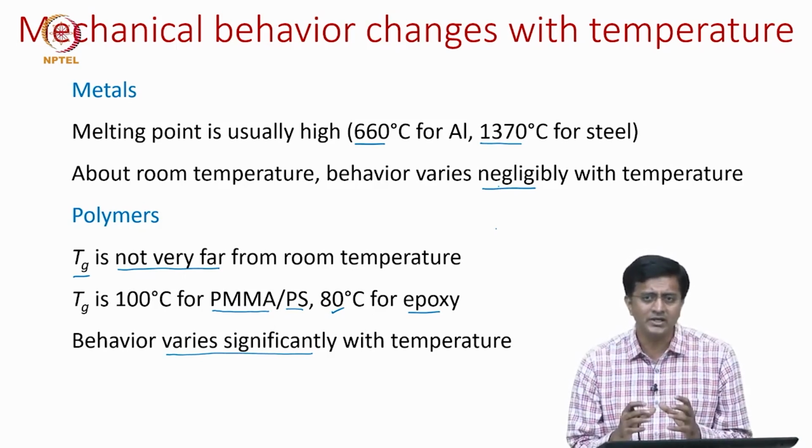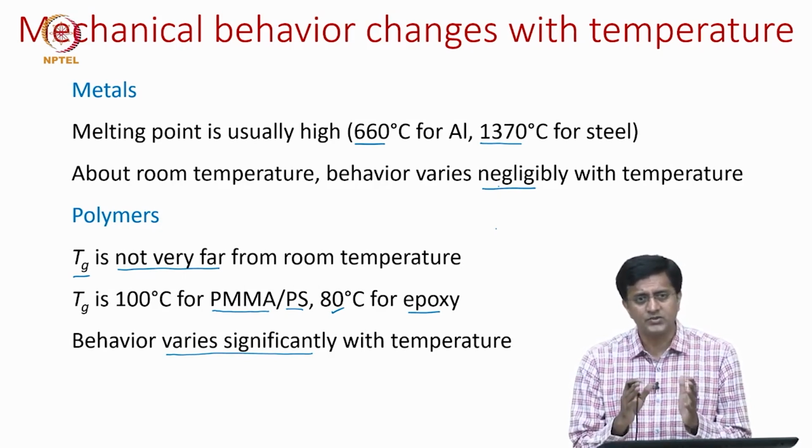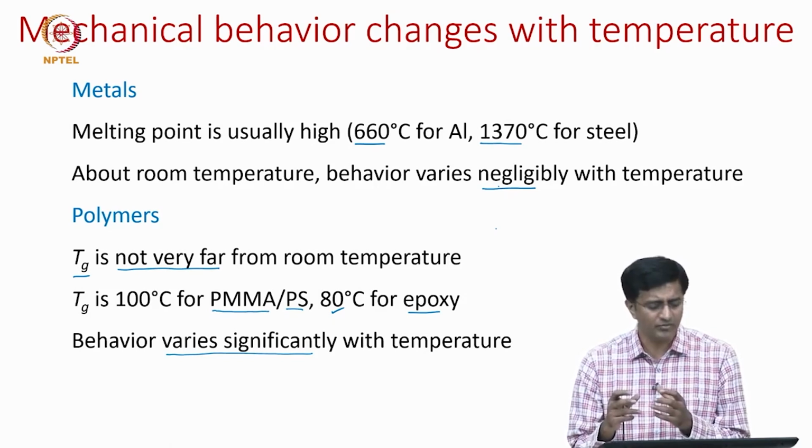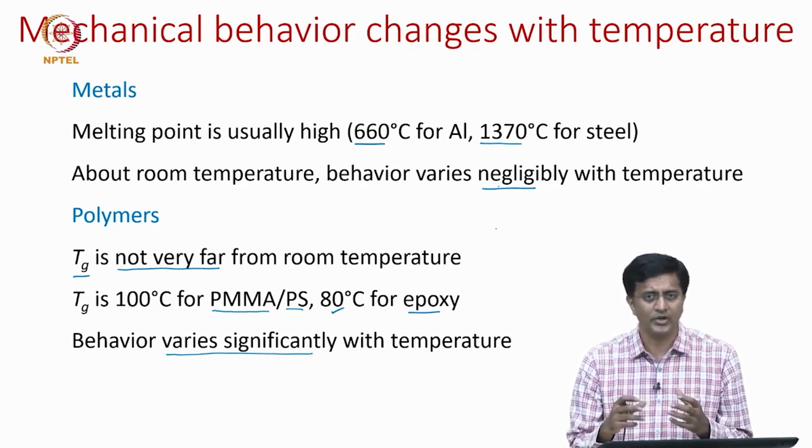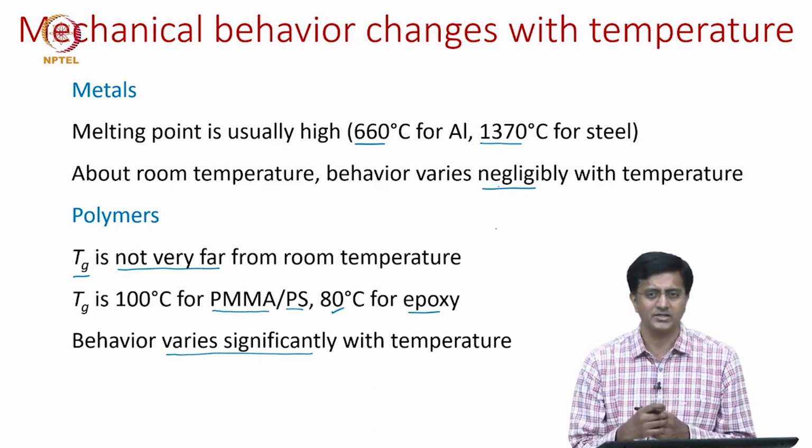So, what we are seeing here is that for metals, slight changes at room temperature do not really affect the mechanical behavior, but for polymers slight changes at room temperature do affect the mechanical behavior, because we are very close to the glass transition temperature.